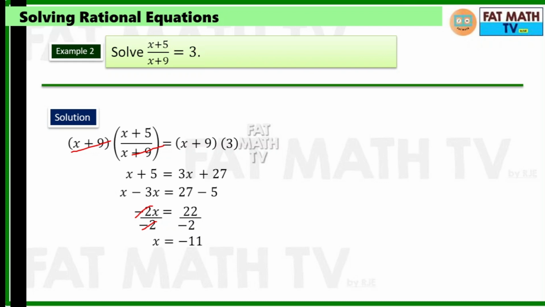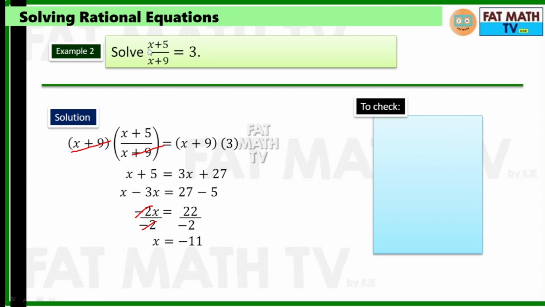We have to check with the original equation. So negative 11, replace that here to the x. So negative 11 plus 5 over negative 11 plus 9. Is that equal to 3? Negative 11 plus 5 is negative 6. Negative 11 plus 9 is negative 2. Is that equal to 3?